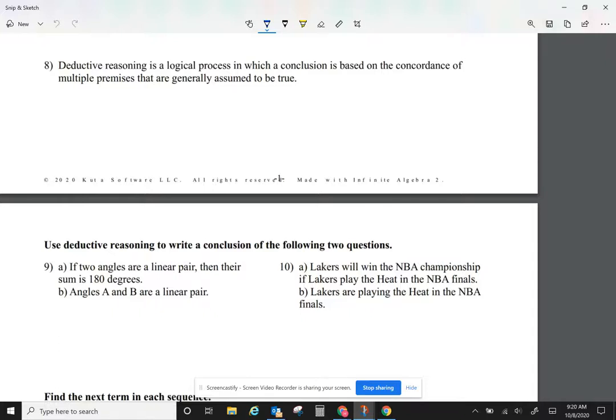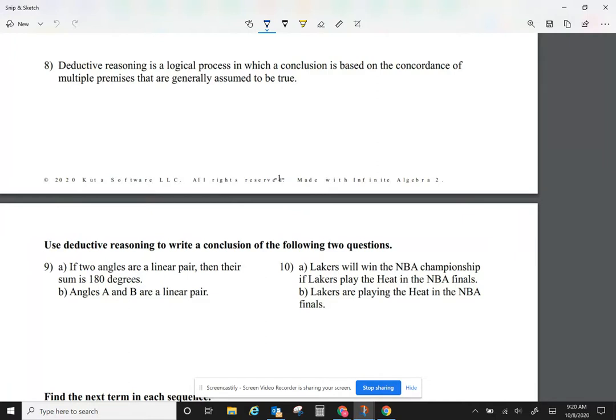So let's talk about deductive reasoning. I wrote it as a question, but in reality, it's just for the meaning of it. Deductive reasoning is a logical process in which a conclusion is based on the concordance of multiple premises that are generally assumed to be true. Okay, this mumbo jumbo, let me translate it to English.